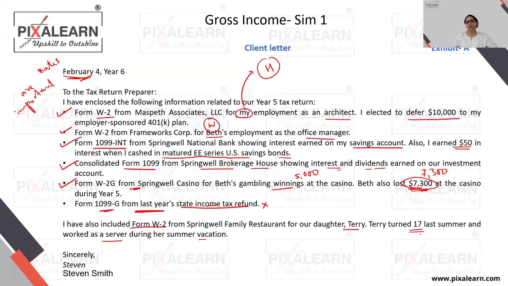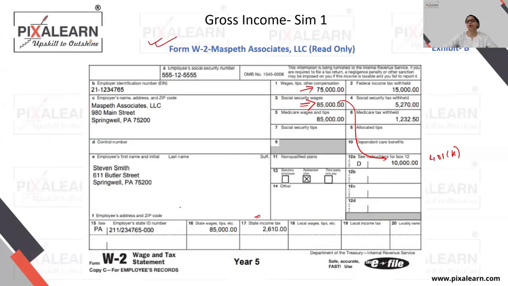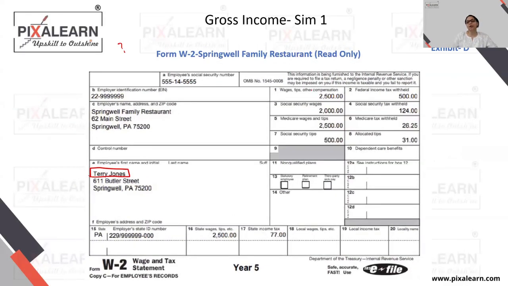Terry turned 17. So this girl had a summer job, and on that summer job, she earned $2,500 as compensation, on which there were some withholdings, and she got the final figure. Can anybody tell me? This is a googly in this question, okay? So tell me, how do I treat this $2,500? Anybody?